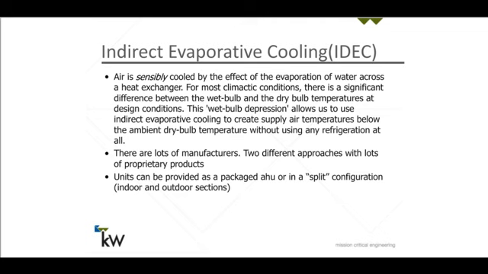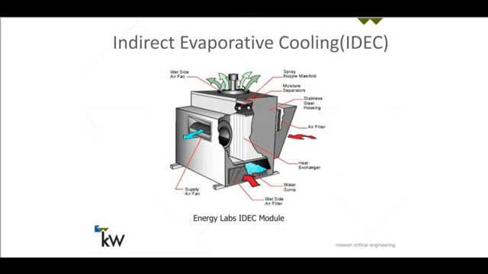There are a lot of different manufacturers of these IDECs. There are generally 2 different approaches. There's the air-to-air heat exchanger, where you're spraying water over it, or there are configurations where one side of the IDEC is a cooling tower and you're pumping that water from the cooling tower over to a cooling coil. The units can be provided as packaged AHUs, or they can be provided in split configurations indoors and outdoors.